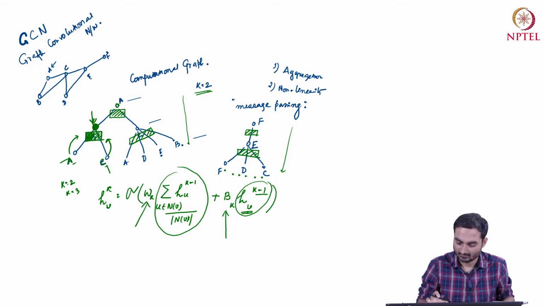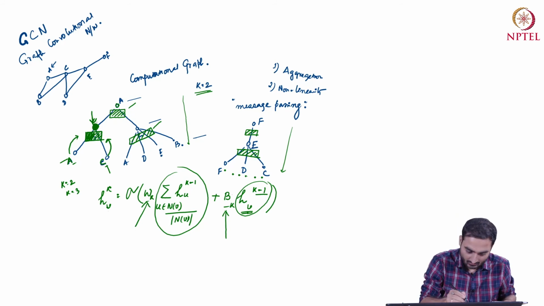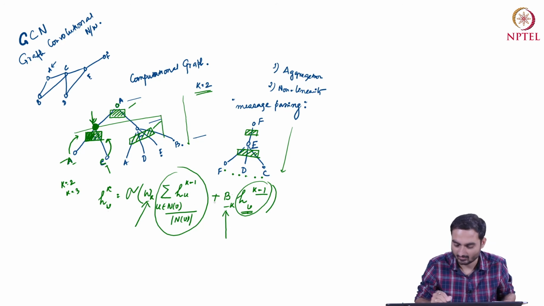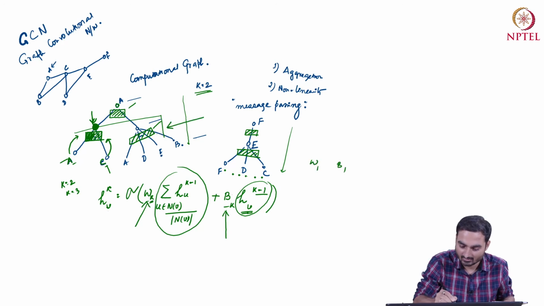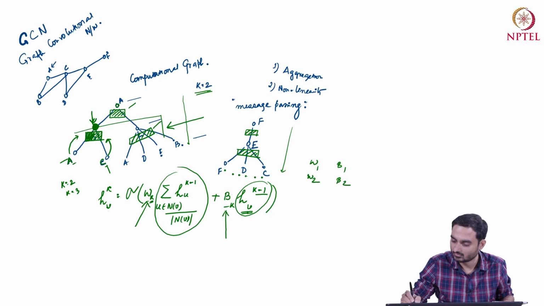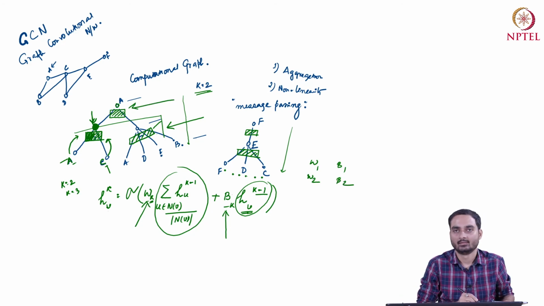Okay. So, this happens at every stage. This W and B, these are the parameters that we need to learn. Think about it. Now, this W and B also depends on the depth k. If there are two depths, you will have W1 B1 for this depth and W2 B2 for this depth, and these are trainable parameters.